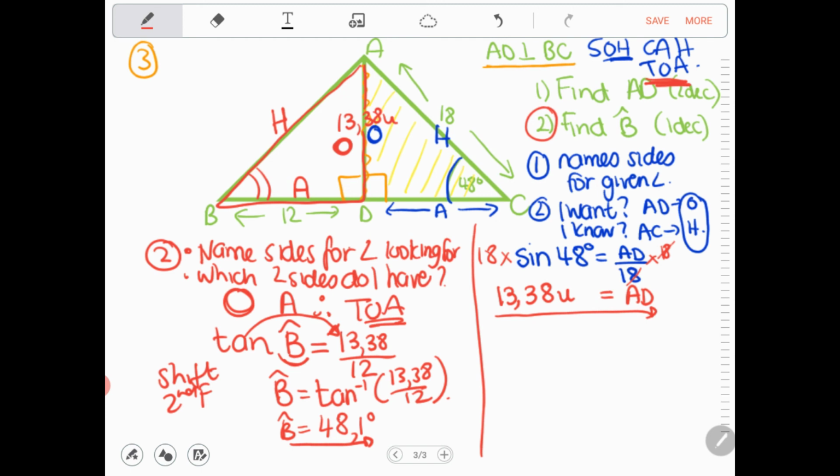So we can find sides that join triangles together as long as they're right angled triangles, to help us to move from one triangle to another.